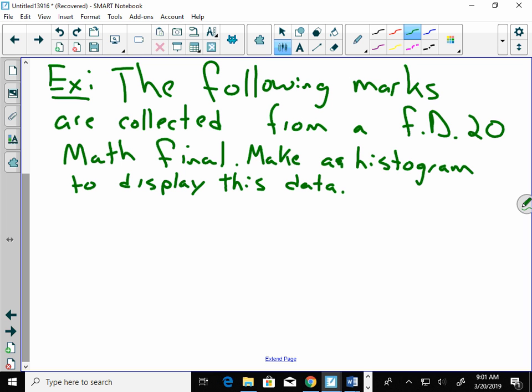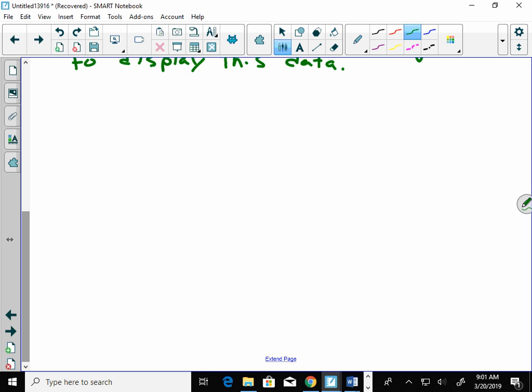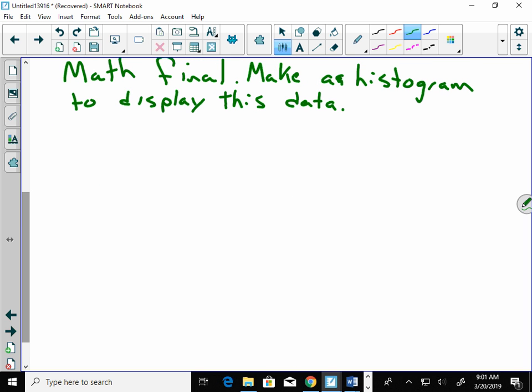Okay, so let's write out the data, and I'll even list this one from lowest to highest, so it's organized a little bit easier. Often you're not going to get that, so you kind of have to group everything together accordingly.